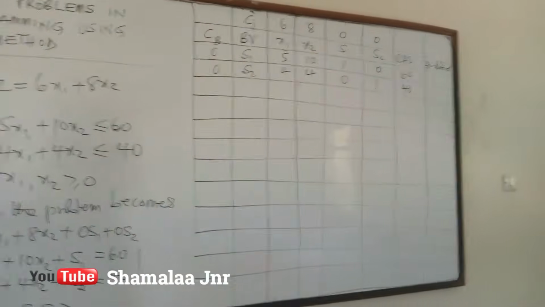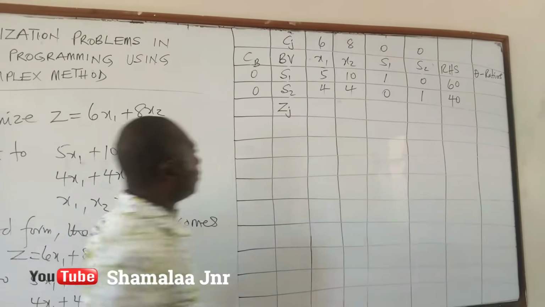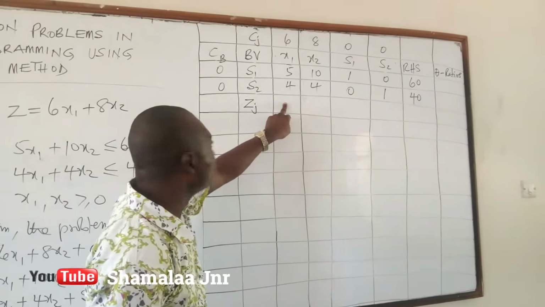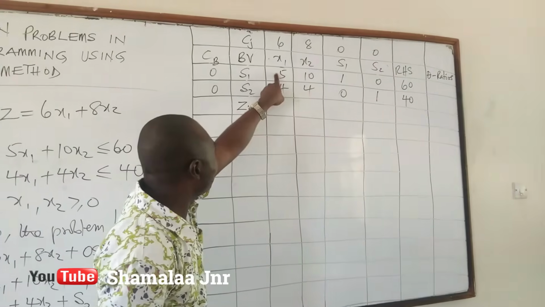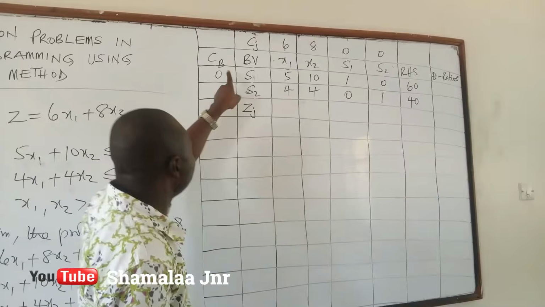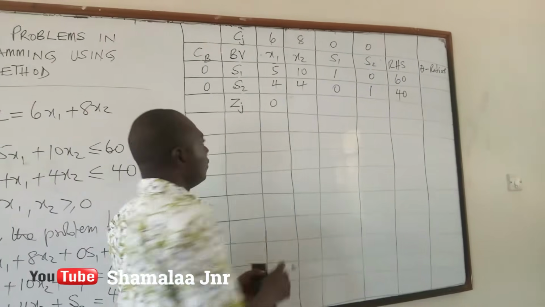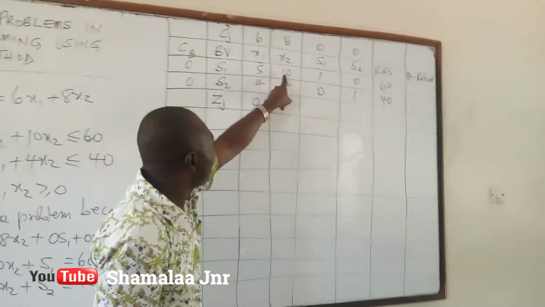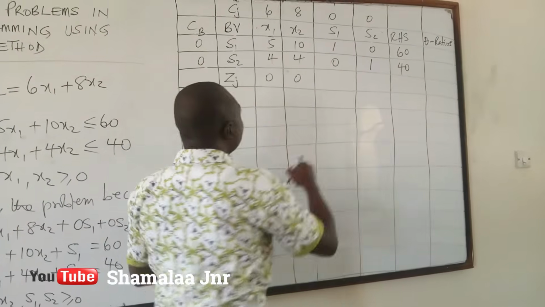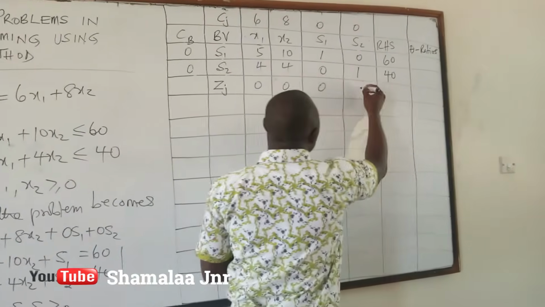Now, having obtained this, we calculate what you call Zj. So Zj, for this one, if you want the value to write here, this is what you do. 0 times 5 plus 0 times 4. So 0 times 5 is 0 plus 0 times 4. So this one will give you 0. The next one, 0 times 10 plus 0 times 4. That is also giving us 0. So what it means is that when you see that the values here are 0s, you don't have to think. All these should be 0.